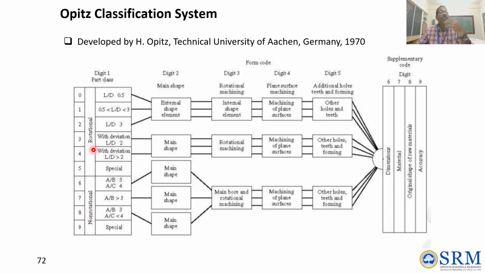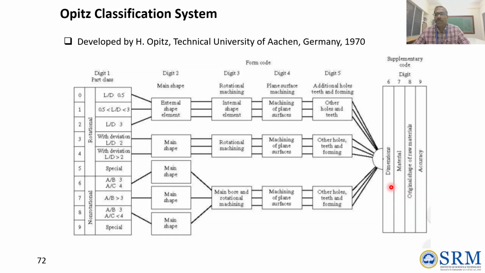In the rotational component, how the component is subdivided depends on the length by diameter ratio. If the length by diameter ratio is less than 0.5, it is labeled as 1. If the length by diameter ratio is greater than 3, it is labeled as 2. Similarly, digit 2 represents the main shape, digit 3 represents the rotational shape, and digit 4 represents plane surface machining. Then supplementary codes like 6, 7, 8, 9.